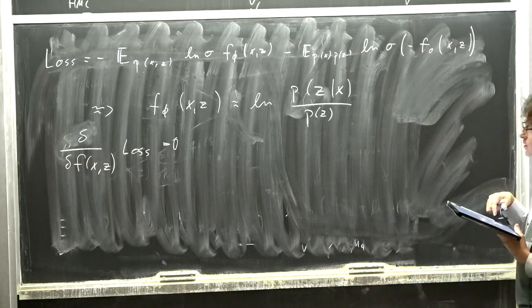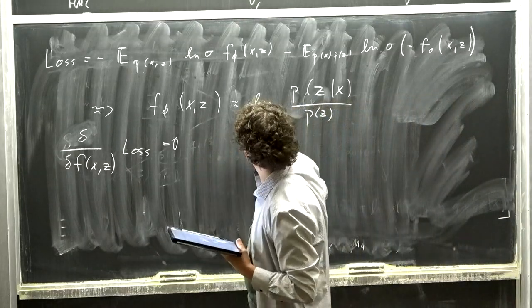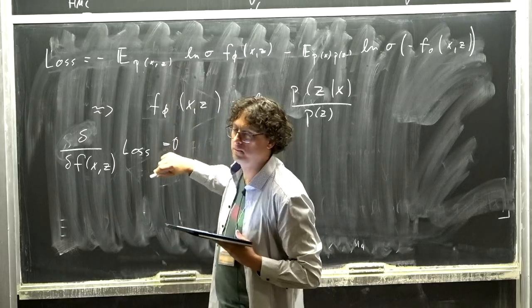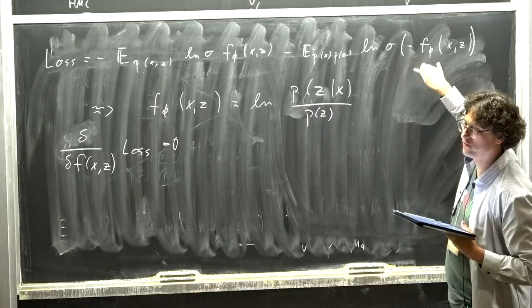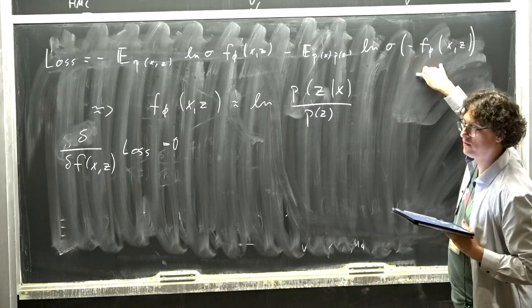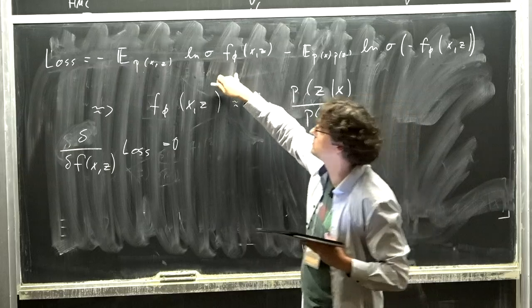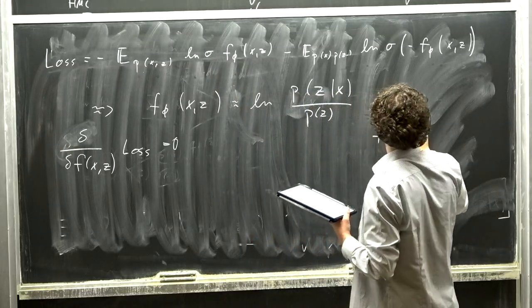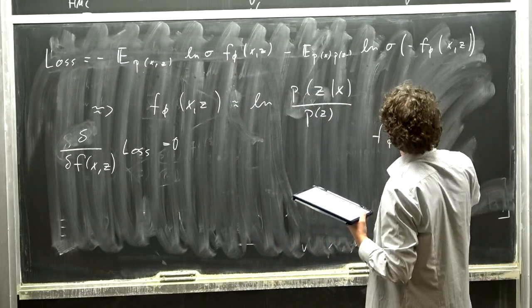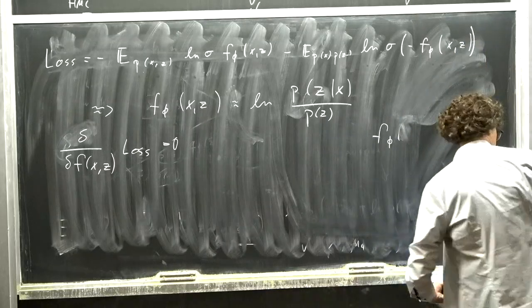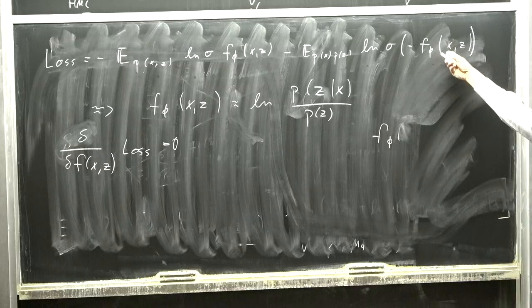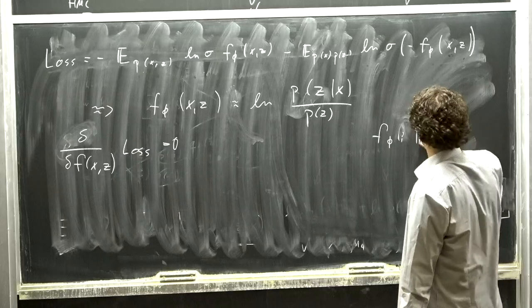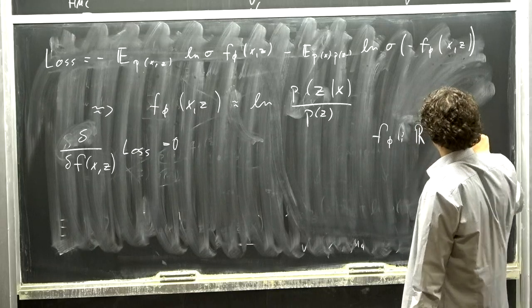Sorry, what is f? f is just a neural net. So f is a neural network now that takes as input x and z. So it takes as input a data-parameter pair. If the data would be two-dimensional and the parameter would be two-dimensional, then the neural network would be doing something like R to the 4 goes to R.